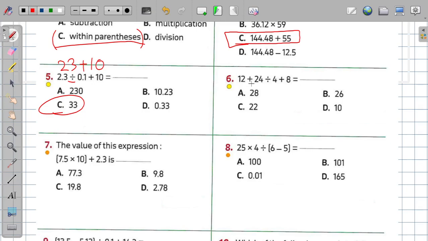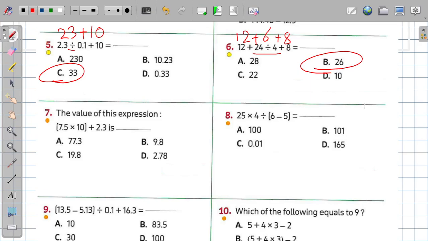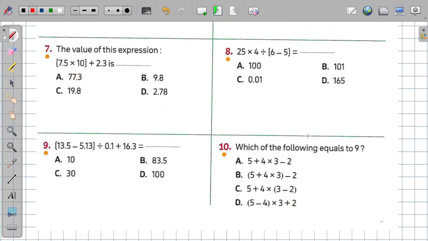Next, I have 12 plus 24 divided by 4 plus 8. So what is the first operation? I think it's the division operation. So I have 24 divided by 4 equals 6. So I have 12 plus 6 plus 8. 12 plus 6 equals 18. And 18 plus 8 equals 26. So I think it's 26.